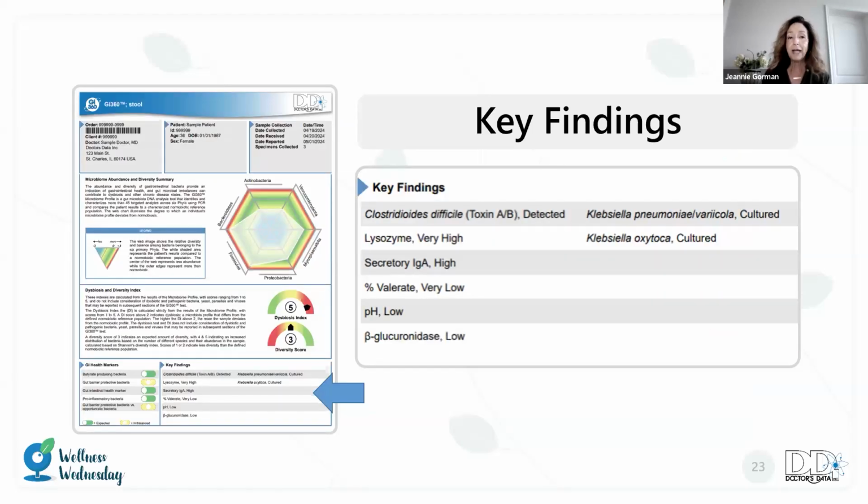And then finally, on the first page, the bottom lower right area, key findings would be everything else that we found on the test that was out of range. So for instance, in this finding, we detected on PCR the C. diff toxin AB, obviously lysozyme, secretory IgA, et cetera. The cultures will be over to the right. Anything else that we found in the test is listed here for you.